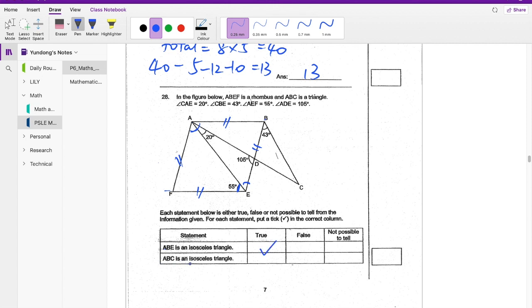Then you say ABC is an isosceles triangle. Is it true? So from this shape, we can only see that only if AB equals BC, then it can become an isosceles triangle, right? But is this one equal to this one? Okay, let's see. So we know that AB equals BE, right?